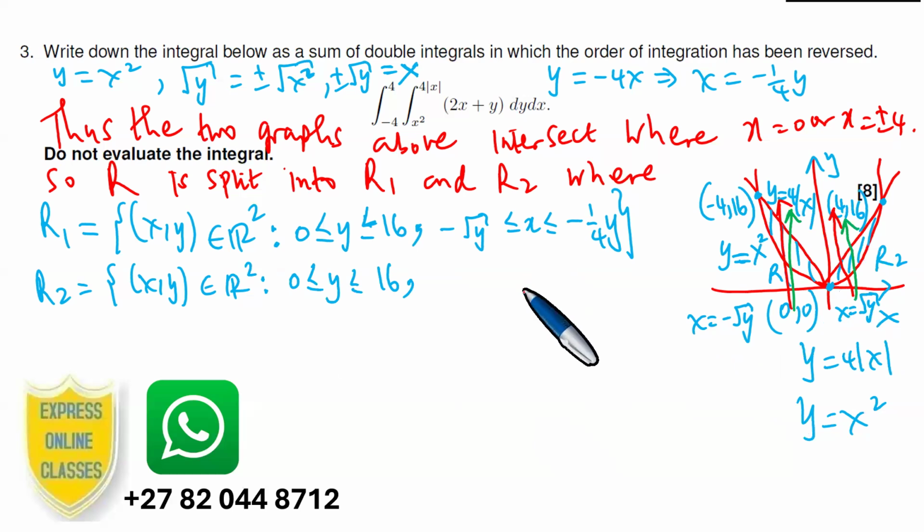And x, therefore, is going to run from what to what? Your x is going to actually run from negative the square root of y to minus 1/4 y, which is this line here. And now the other one would be this one. So obviously this vertical line is going to penetrate the region from the bottom to the top.